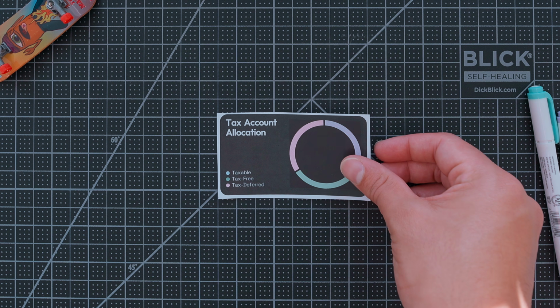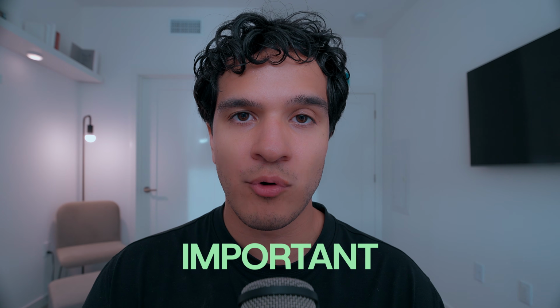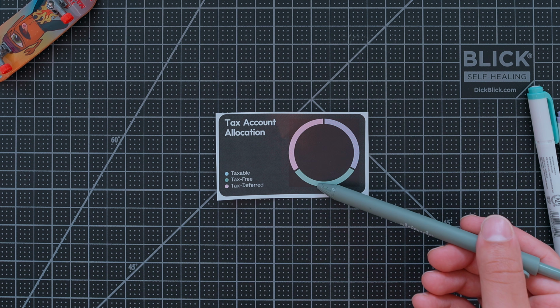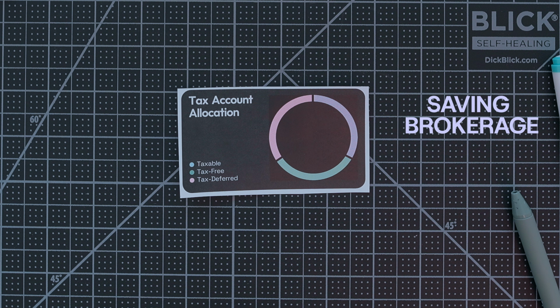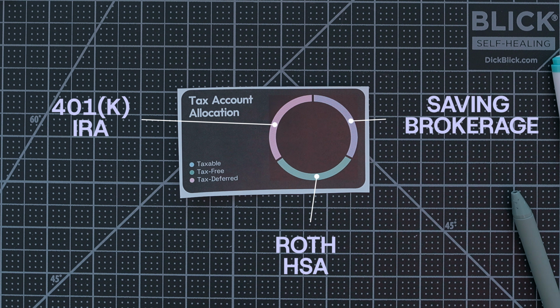The last item on your tax sheet is the tax diversification chart, which is an extremely important concept. Now, there's no real rule of thumb here, but you do want to see diversification across all 3 types of accounts. Your taxable accounts are your savings and brokerage accounts. Tax-free are HSAs and Roth accounts, and tax-deferred are 401ks and IRAs.